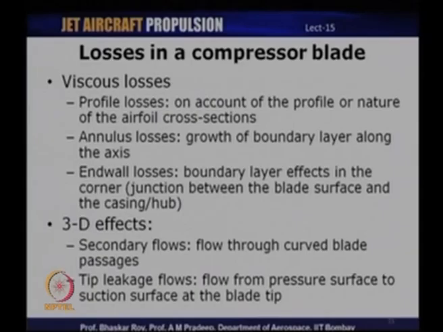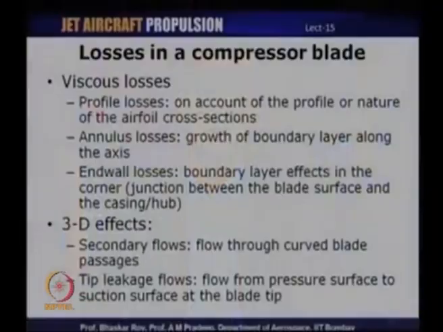So, viscous losses are of different types. Viscous losses, as you can guess, are due to the viscous effects and the presence of the boundary layer and so on. So, there are different forms of viscous losses. One such form is the profile loss. Profile loss is basically because of the shape, the basic geometry of the airfoil itself, which can lead to a certain amount of skin friction losses. That is known as the profile loss.